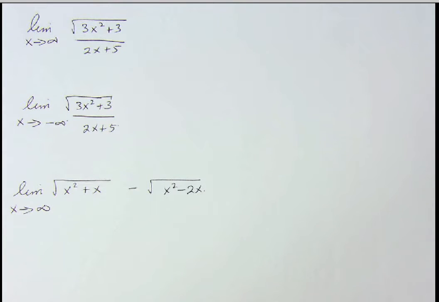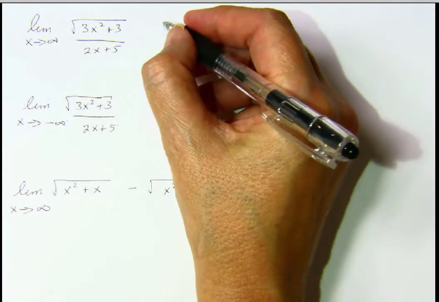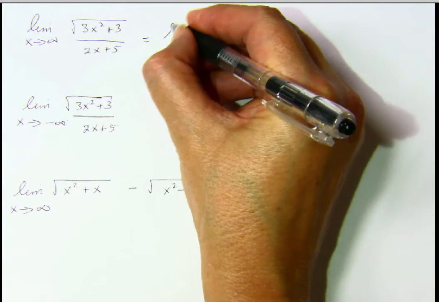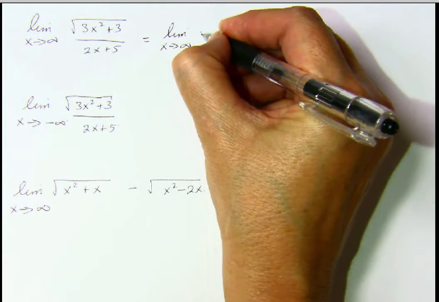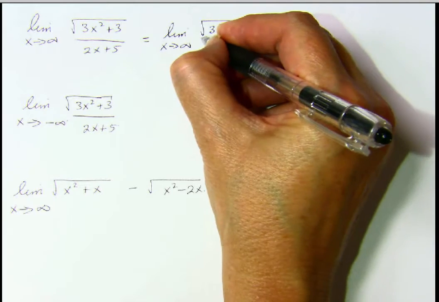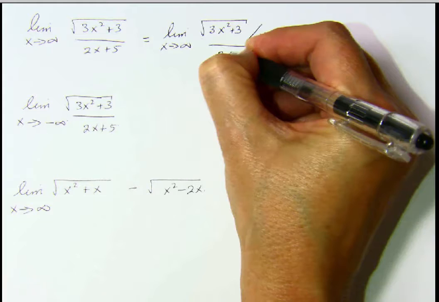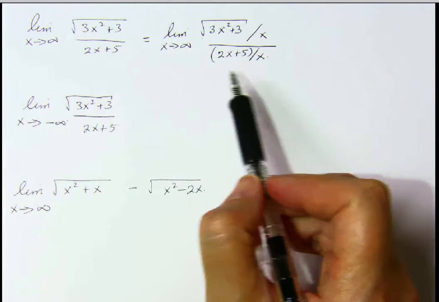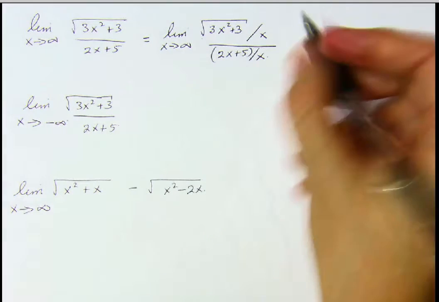Let's try a few of these tricky ones. So in this case, we're going to divide by the highest power of x in the denominator. So this is going to be the limit as x approaches infinity of the square root of 3x squared plus 3, divided by x, over 2x plus 5, also divided by x. And now we're going to cancel some x's in order to find this limit.